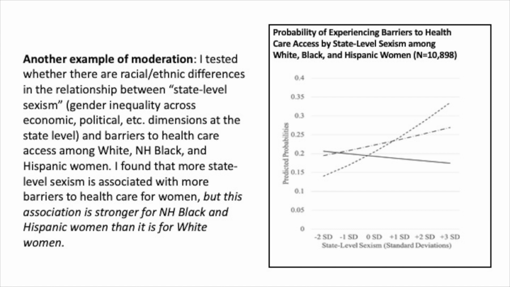Now, in the figure on the right, what you see are what we call predicted probability. So this is the probability of women experiencing barriers to healthcare access. And then across the x-axis on the bottom, you see the state level sexism scores. Not to get into too much detail about how this measure in this figure was constructed, but across the bottom you see standard deviations, right? And those are showing us how far away from the average states are for state level sexism.